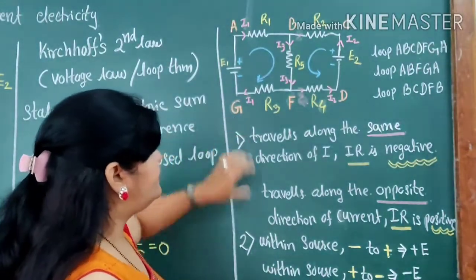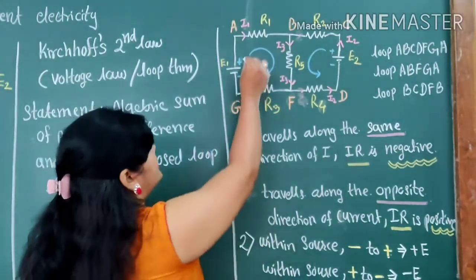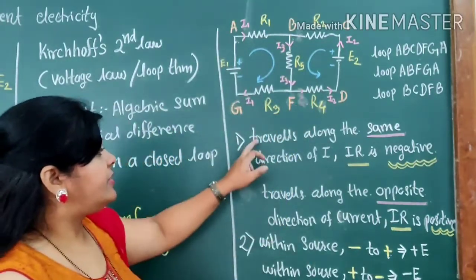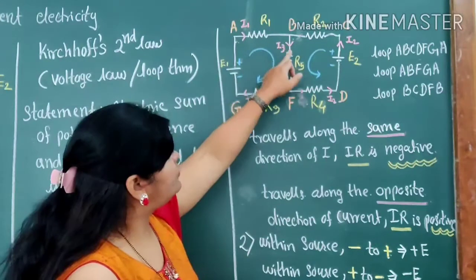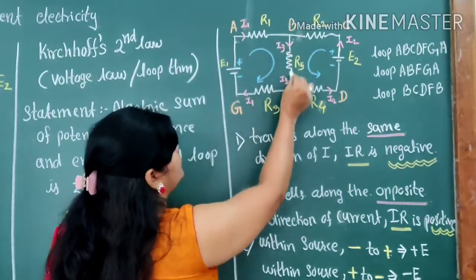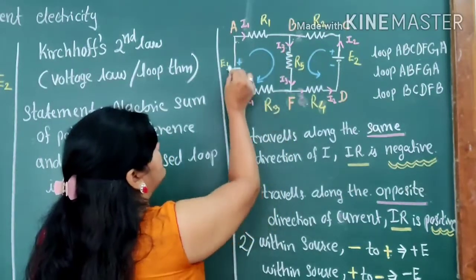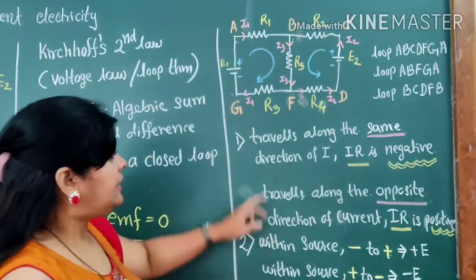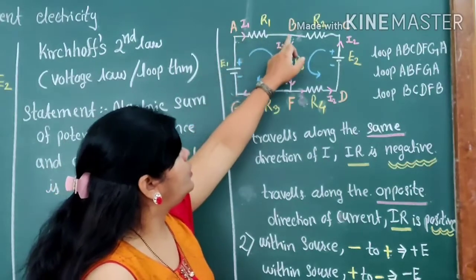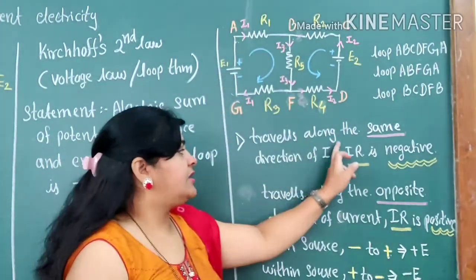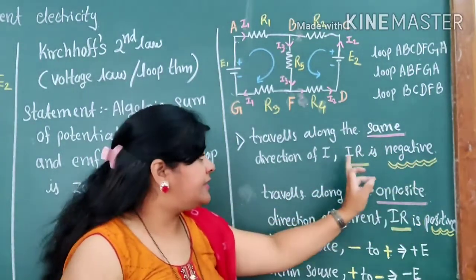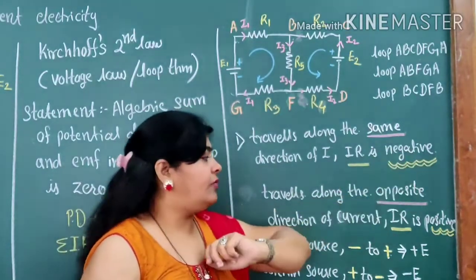Now for the first sign convention, suppose you travel in the branch A, B, F, G, A along the same direction as the current. The current directions are mentioned as I1, I2, I3 and again I1, forming one loop. Here the direction of the current is from A to B. If we travel along the same direction of the current, the product IR is taken as a negative value.